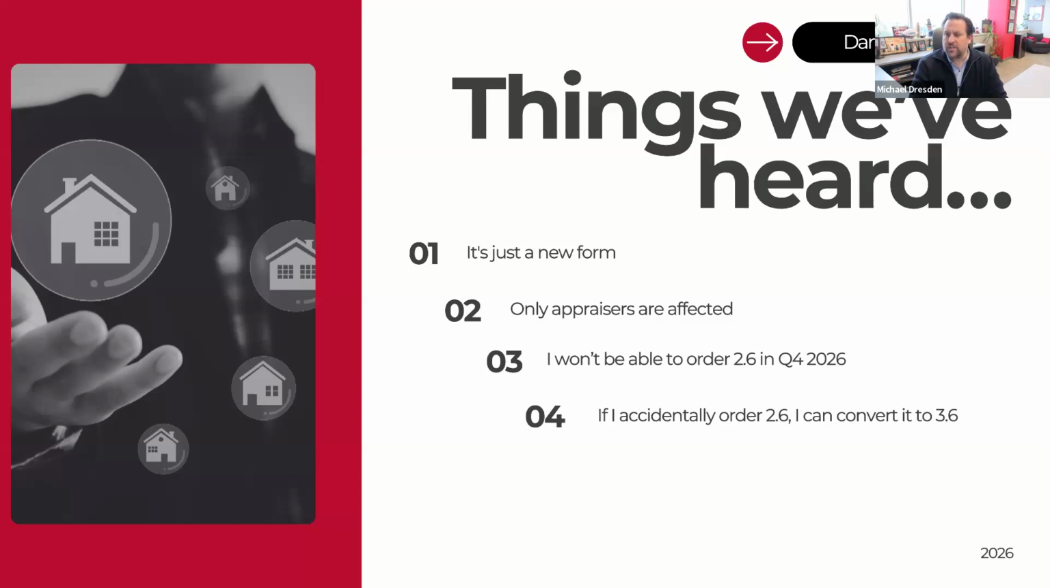We've heard if I accidentally order a 2.6, I'll just convert it to a 3.6. Well, you can't do that. It's a completely different process. So the entire process would have to be initiated as a 3.6.